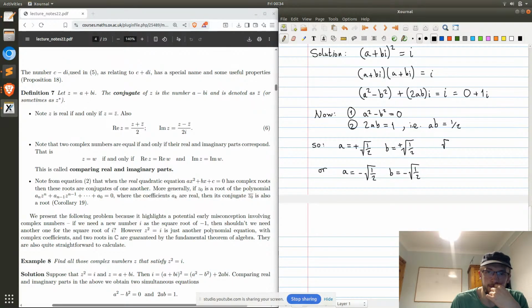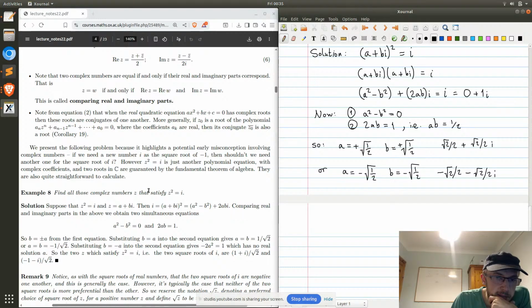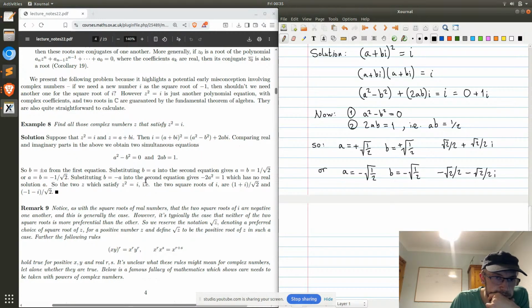Or if you like, root 2 over 2 plus root 2 over 2 times i, and then negative root 2 over 2 minus root 2 over 2 i. So I think that's the answer. But then we're going to see what they did.